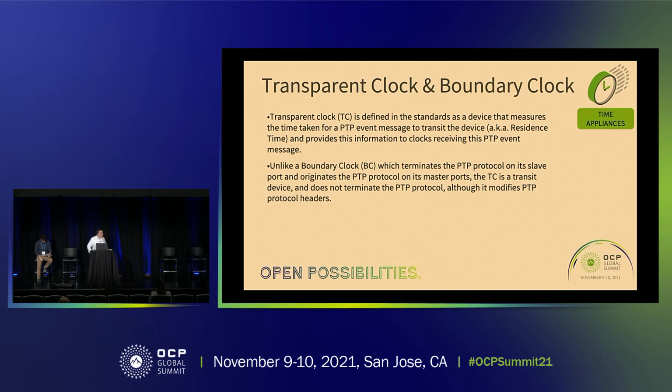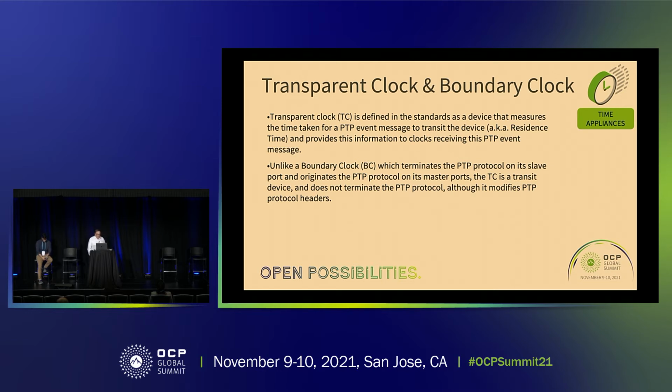Looking at how a transparent clock is defined in the standards, it's defined as a device that can measure how long it takes a PTP event message to propagate through the device. It's also called residence time. It then communicates this measurement to those clocks receiving the PTP event message.